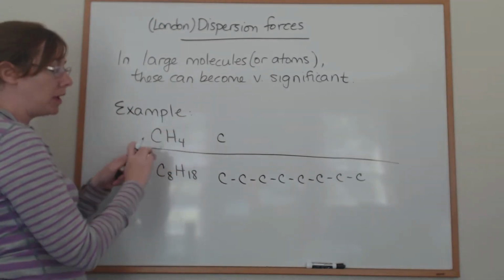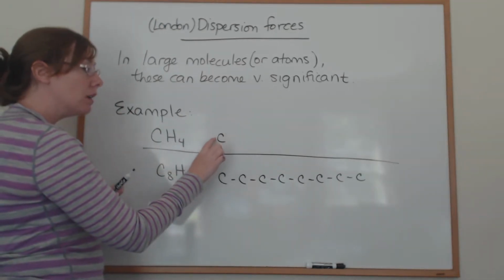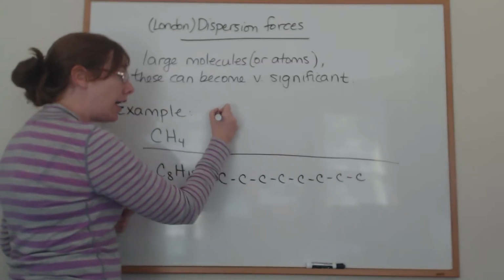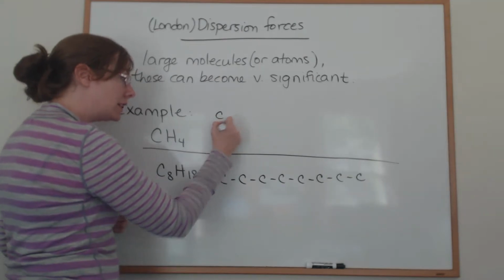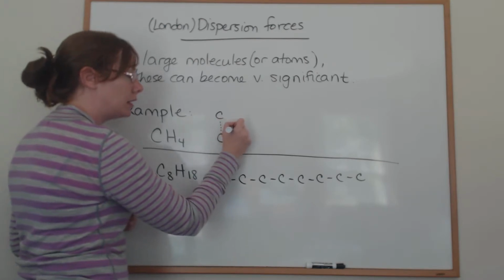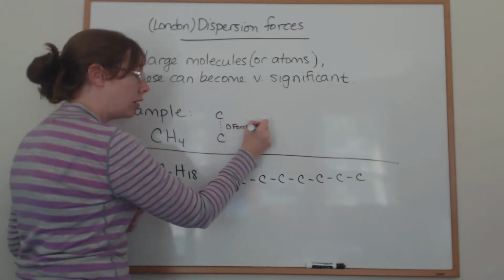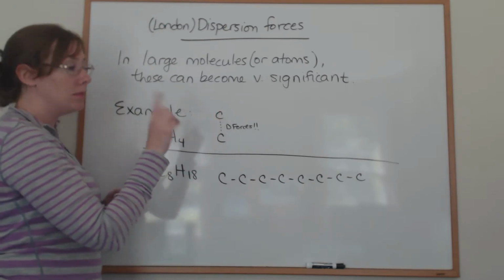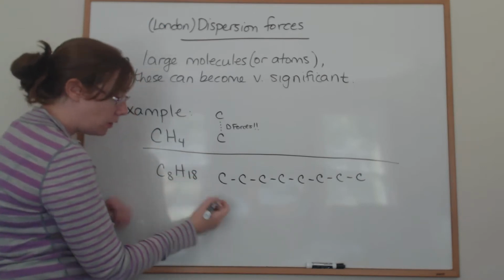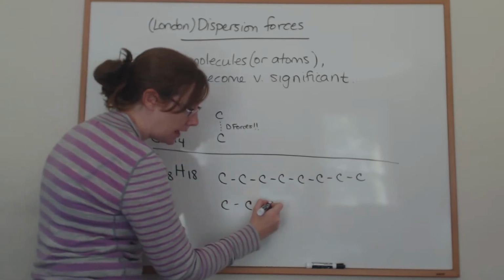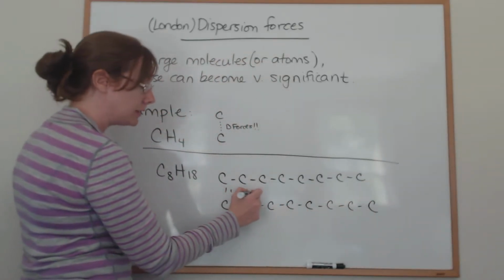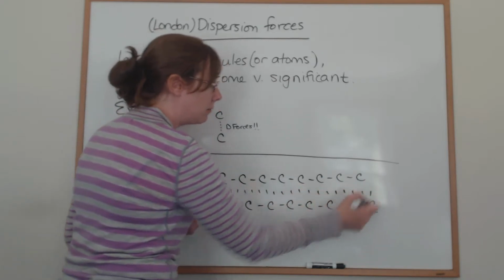Let's talk about the methane. When you are trying to look at how methane interacts with its neighbors, it will only have a small potential for dispersion forces because it's a very small molecule. So these are the dispersion forces. It will have a fairly insignificant amount of dispersion forces. However, if you compare octane and how it interacts with its neighbors, it has dispersion forces along the whole length of the molecule.